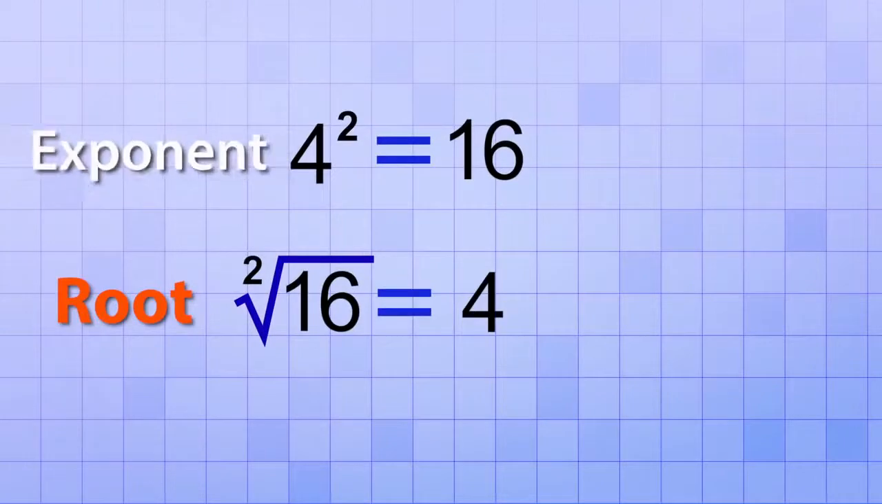Now do you see how the root operation is the inverse of the exponent operation? When doing the exponent, we asked, what do we get if we multiply 4 together 2 times? And the answer was 16. But when we did the root operation, we asked, what number could we multiply together 2 times to get 16? And the answer was 4. Great. Now that you understand how exponents and roots are related, we're going to look closer at how root operations work.